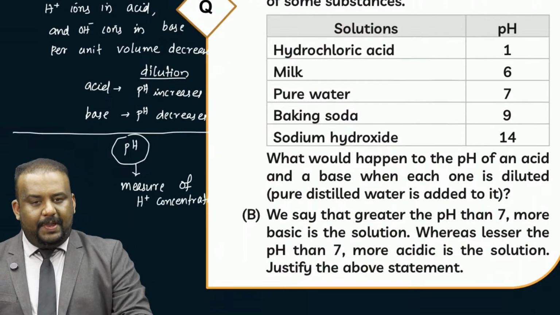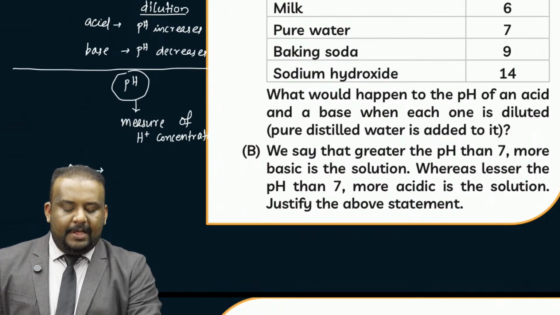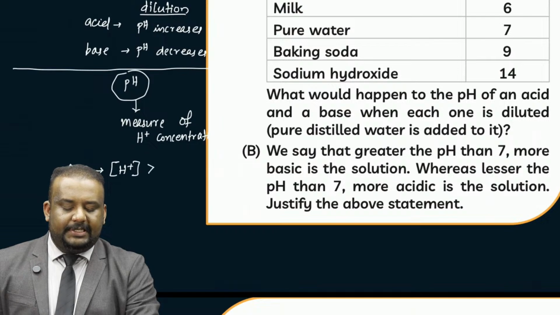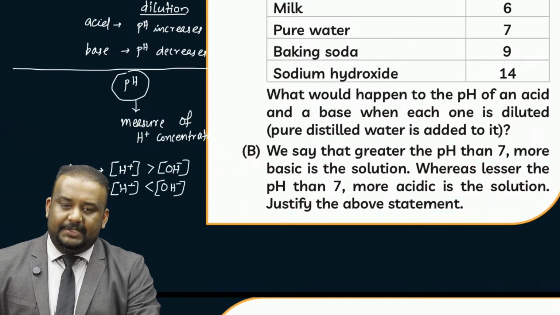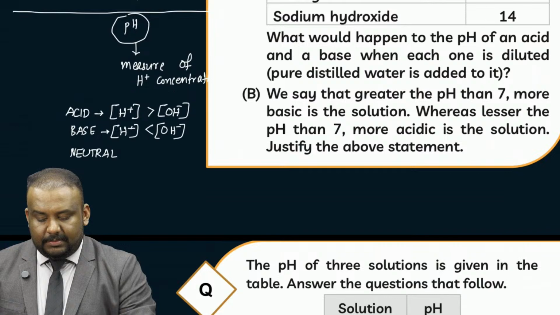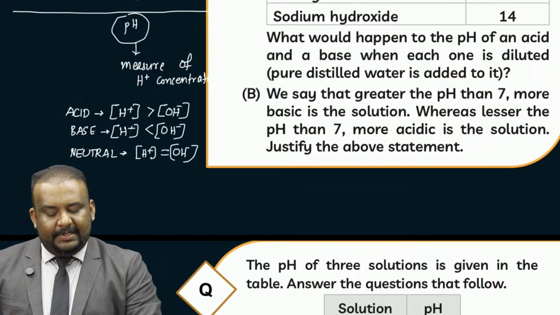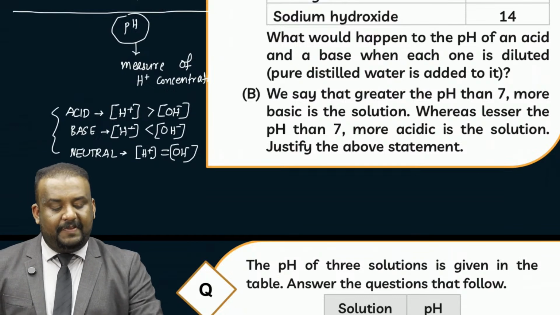So, when it comes to an acid, the concentration of H plus ions is greater than that of OH minus ions. When it comes to a base, the concentration of H plus ions is less than that of OH minus. That means OH minus is more. And when they both are equal, that's called neutral. H plus is equal to OH minus. Is this clear? So this is how we judge or measure the value of pH.